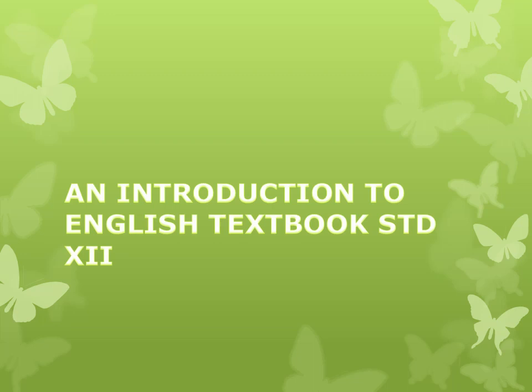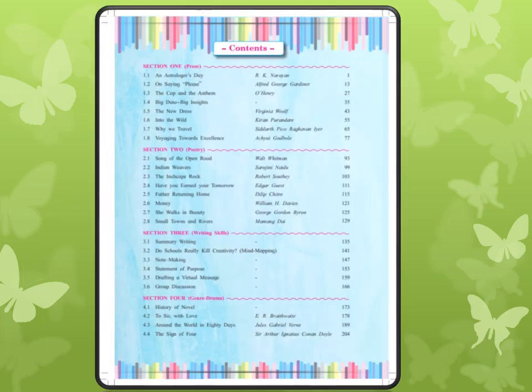Maharashtra State Board has started imparting advanced knowledge of English language from Standard 11th, and this year's textbook is an extension, a step forward. Let's have a look at the content. Students, our book is divided into four important sections: prose, poetry, writing skills, and genre drama.